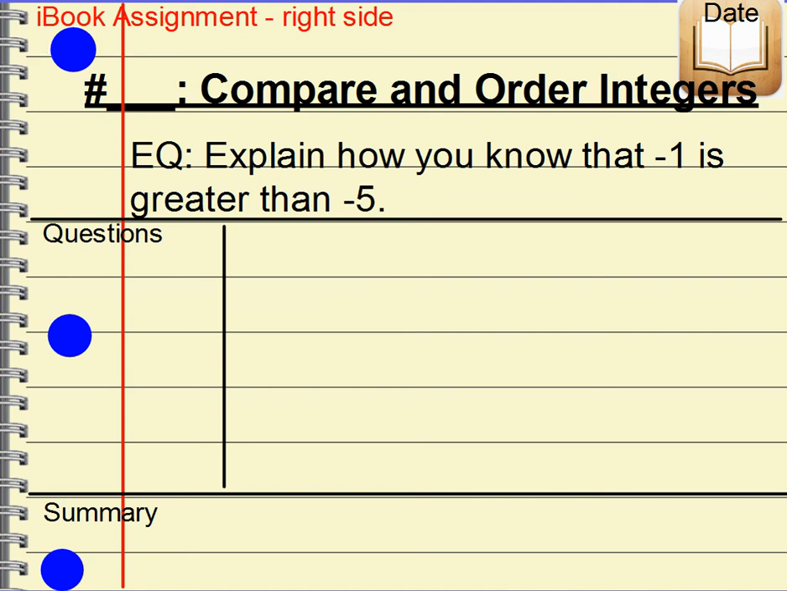Today we're going to talk about comparing and ordering integers. Our essential question, the question you have to answer at the end of the video, is to explain how you know that -1 is greater than -5. Is your iBook set up? If so, you're ready to begin. If not, pause the video, set up your notes. Here we go.